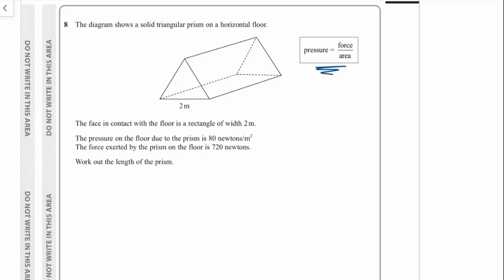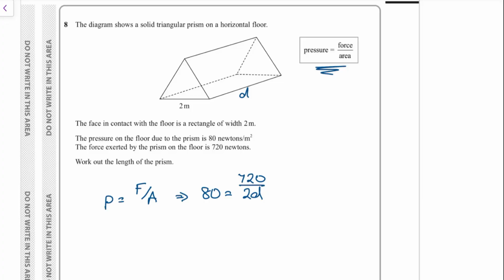And it wants me to work out, oh, that's clever. Okay, so what's the depth of this shape here? Now, I know that pressure equals force over area, and it tells me the pressure is 80, and that is equal to the force, which is 720, divided by the area, which is 2D. So in other words, this shape here is 2D.